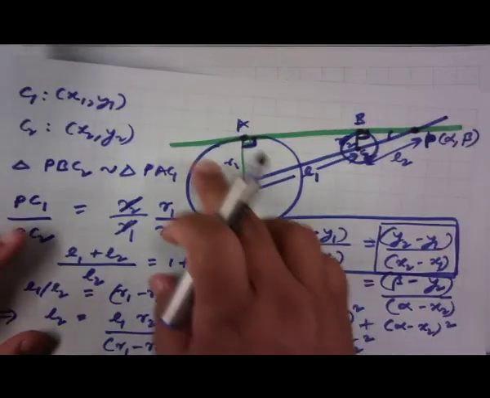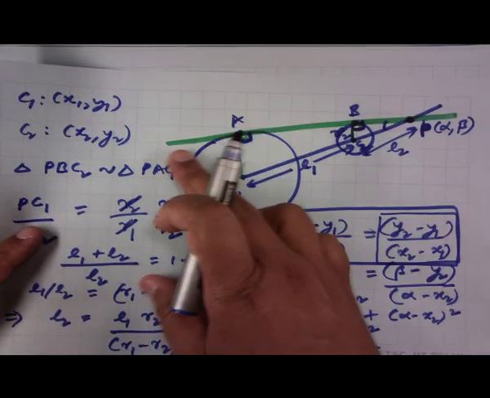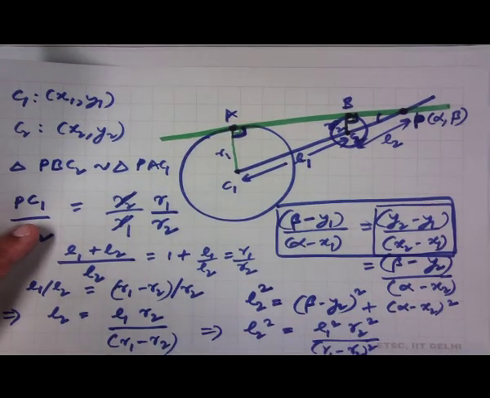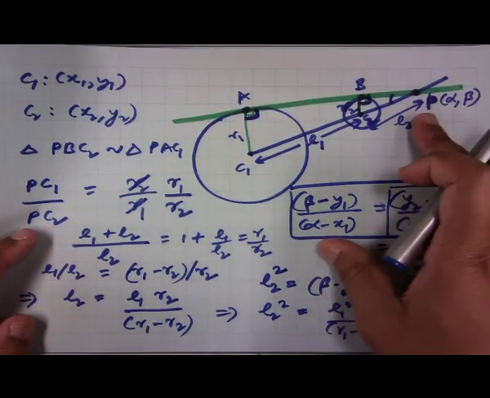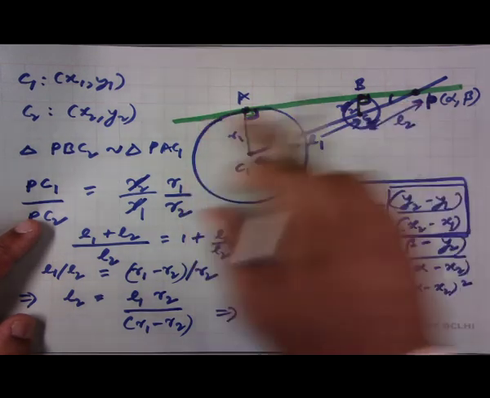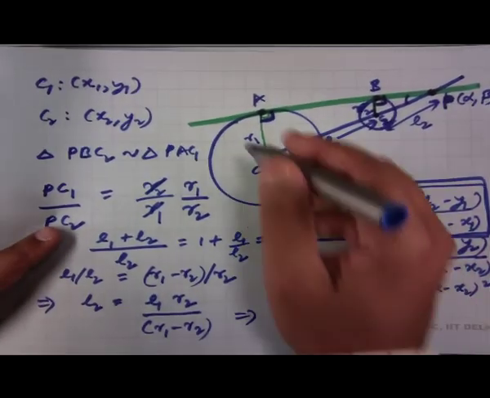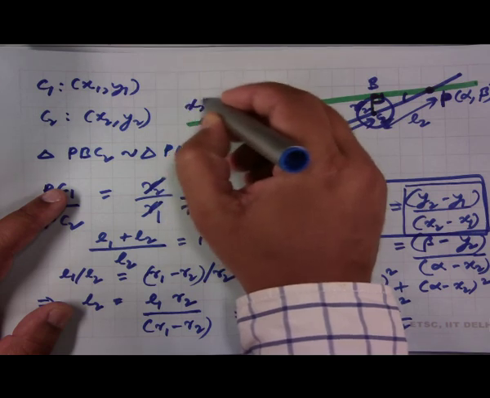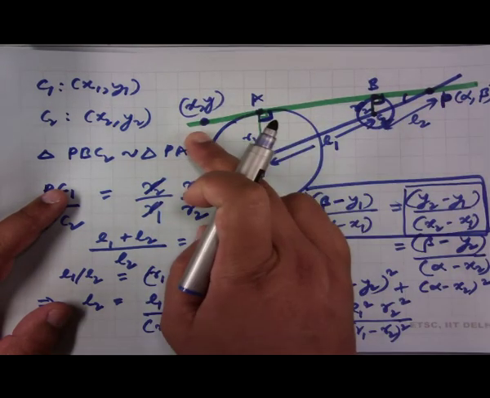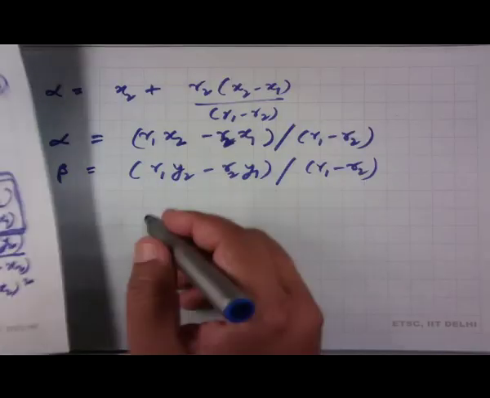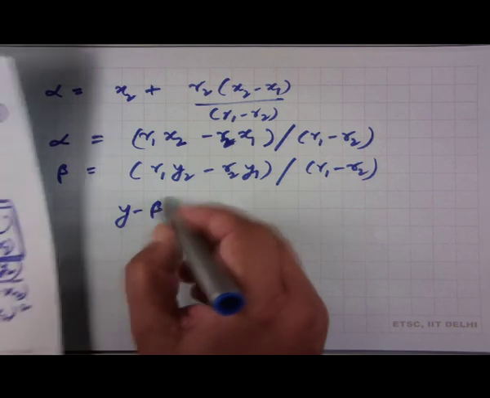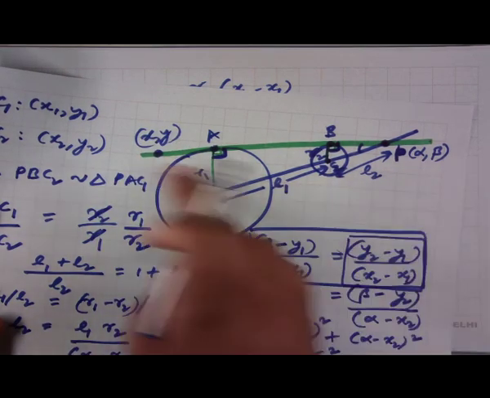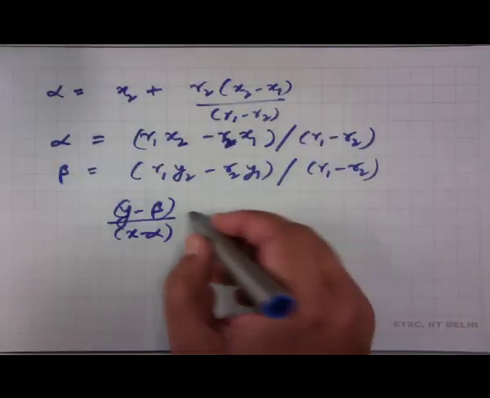But our ultimate goal was to find the equation of this direct common tangent. So, how do we get that? Of course, we know that this tangent passes through this point whose coordinates are known. Therefore, if there is any point x comma y on this direct common tangent, then y minus beta upon x minus alpha is going to be the slope of this direct common tangent, and let that slope be equal to m.